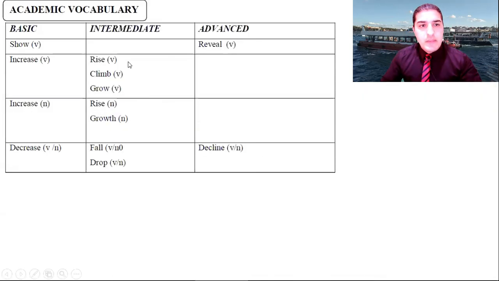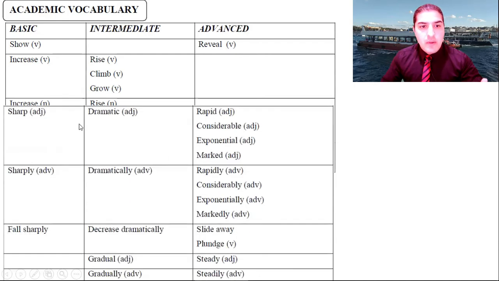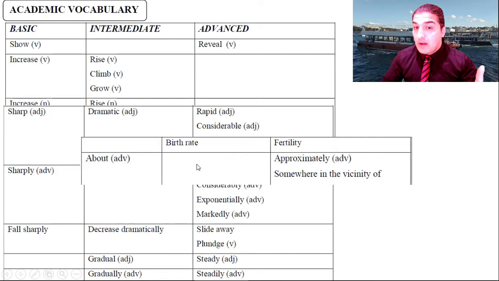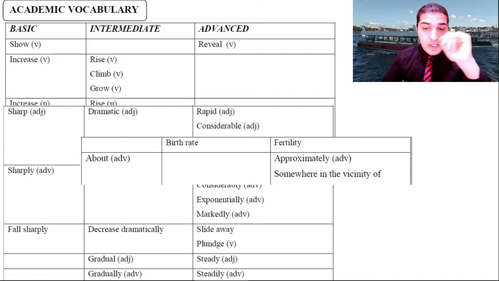Now, some of the vocabulary, for example, instead of show, you can say reveal, increase, rise, climb, grow. These are chart words. Increase, rise, growth, decrease, fall, drop, decline. Sharp, dramatic, rapid, considerable, exponential, marked. Sharply, dramatically, rapidly, considerably, exponentially, markedly. Fall sharply, decrease dramatically, slide away, plunge, gradual, steady, gradually, steadily. And for about, you can say approximately, somewhere in the vicinity of. But somewhere in the vicinity of is sometimes too wordy. You have to pay attention where you use it.